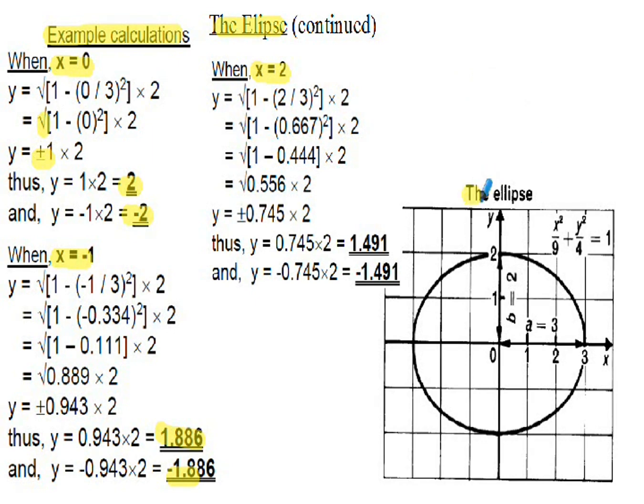A sketch of this particular ellipse is shown here. This is the x squared upon 9 plus y squared upon 4 is equal to 1 equation. Notice that the a is equal to 3 and the b is equal to 2 in this case.